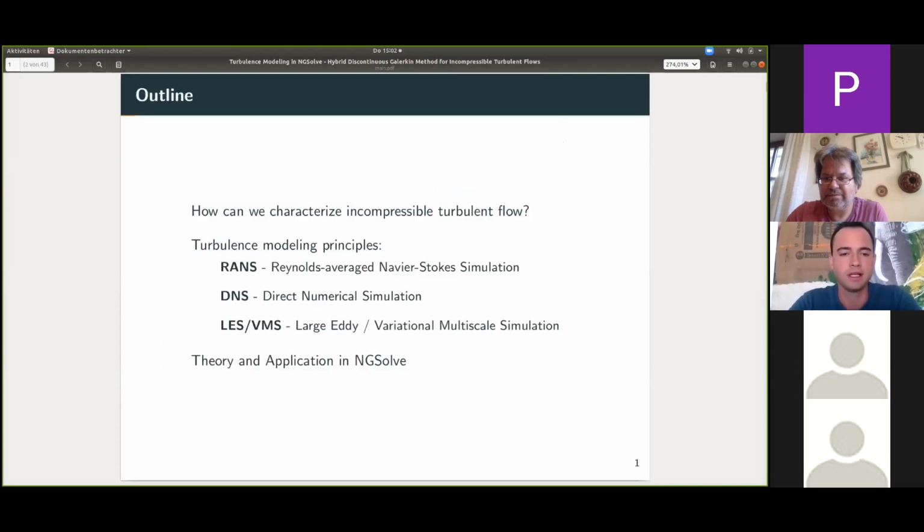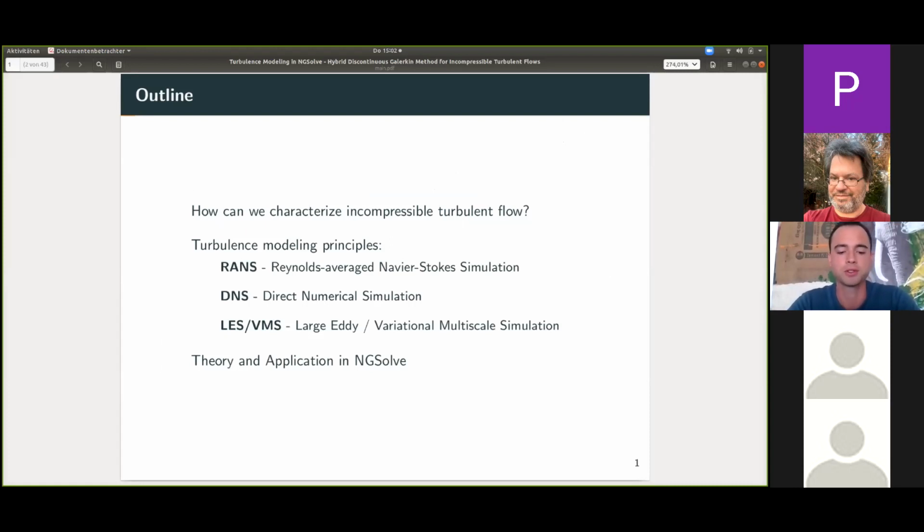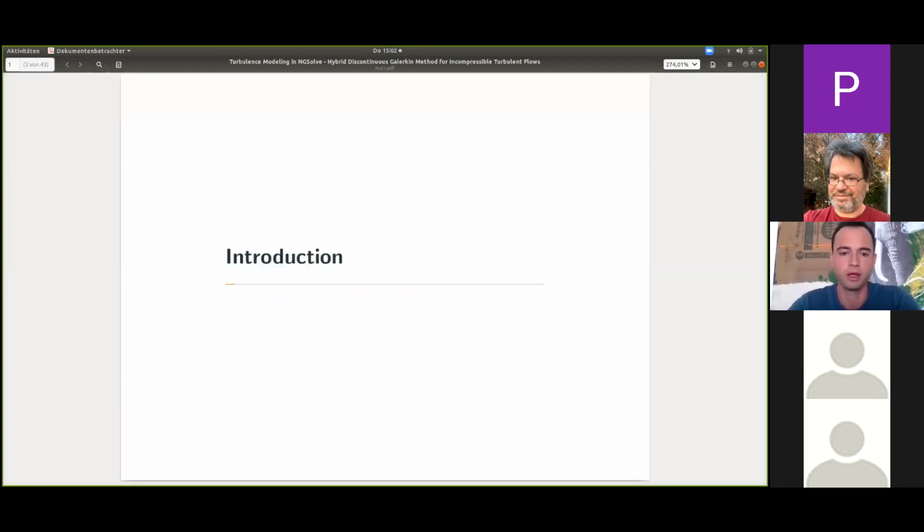Firstly, I would like to give a short outline of my presentation. It will be separated into 3 parts. Firstly, we are going to define and characterize incompressible turbulent flows. Then the main part will be about those 3 main modeling principles, and we will have a short insight into the theory and also the application in NGSolve.